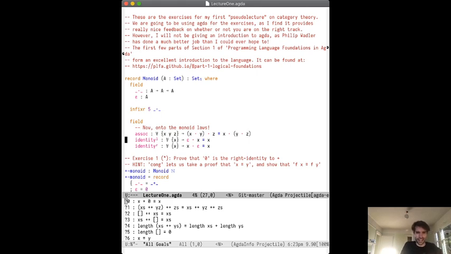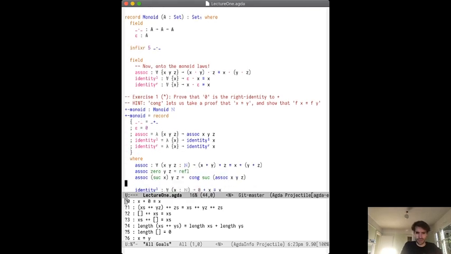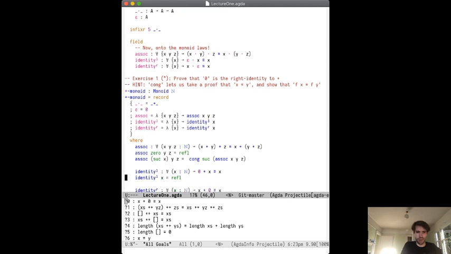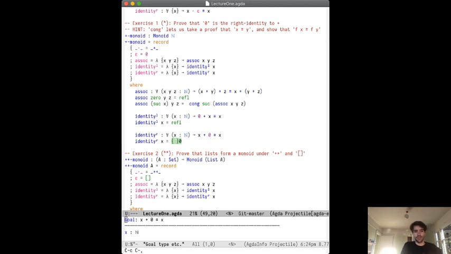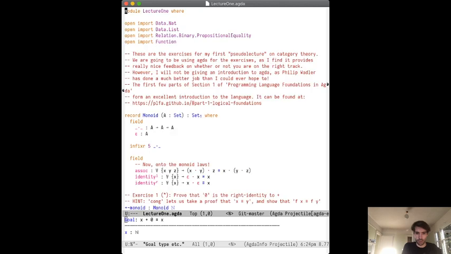All right, so now that we've loaded Agda up, you can see there are holes for every exercise. If you're using Emacs, you can hit Control-C, Control-Comma to get the type of the hole, and you can work from there. I've left some examples in here that you can work off of. But if you're not familiar with Emacs at all, I did not provide an introduction to Emacs because Philip Wadler did a better job than I could ever hope of doing with Programming Language Foundations in Agda.